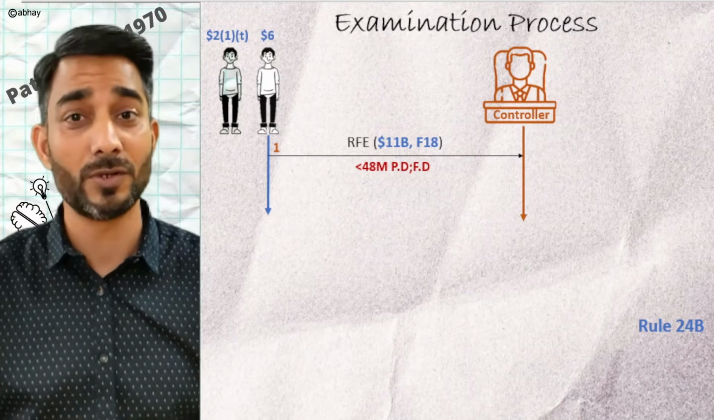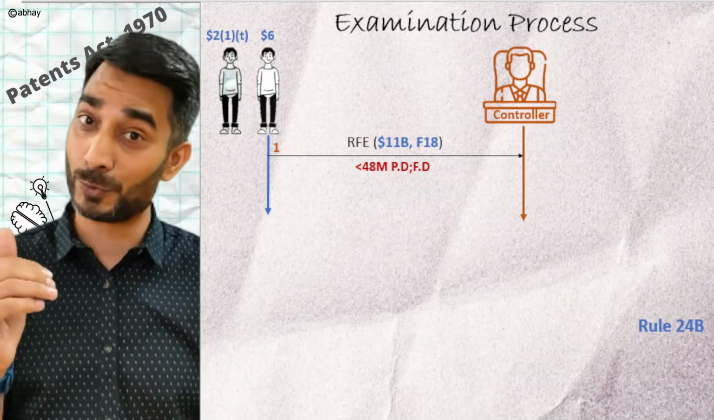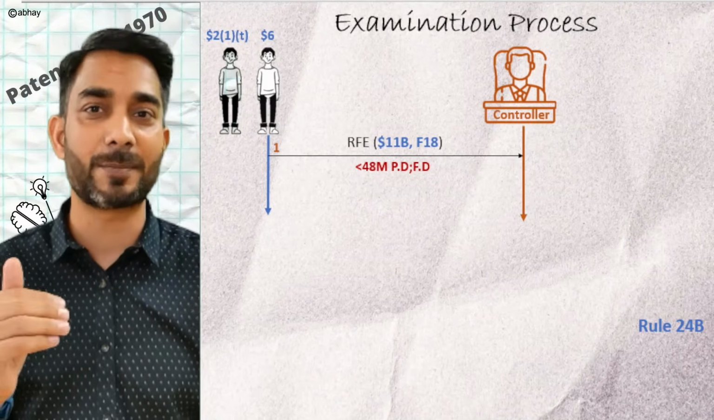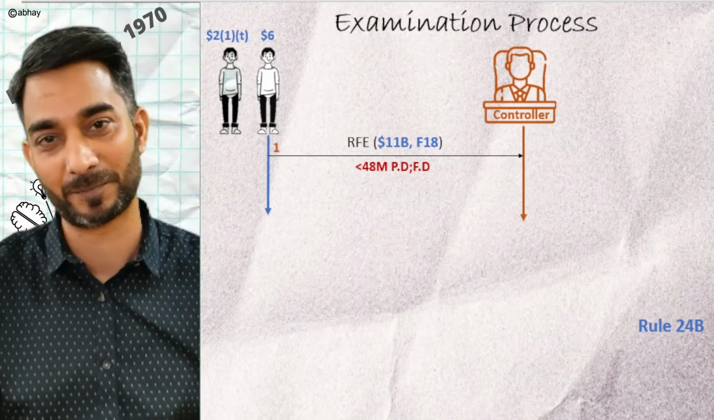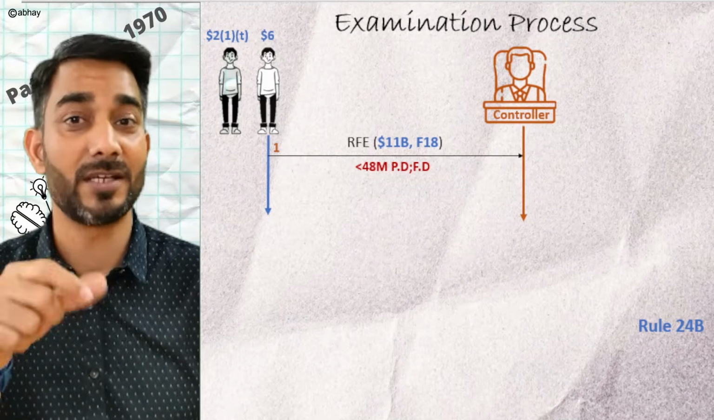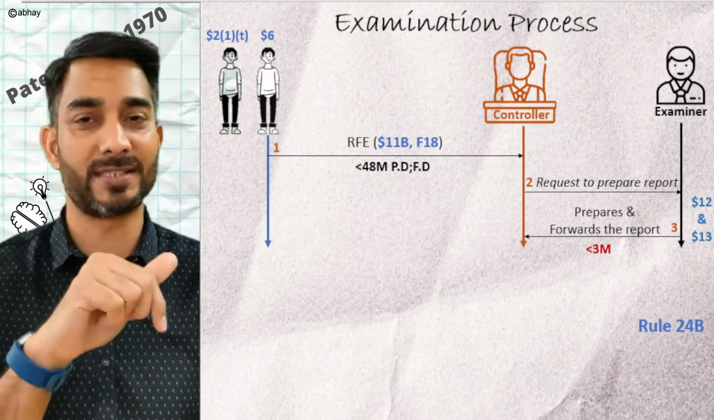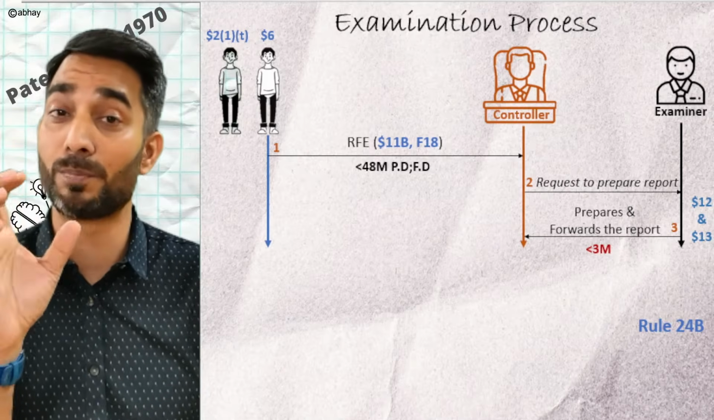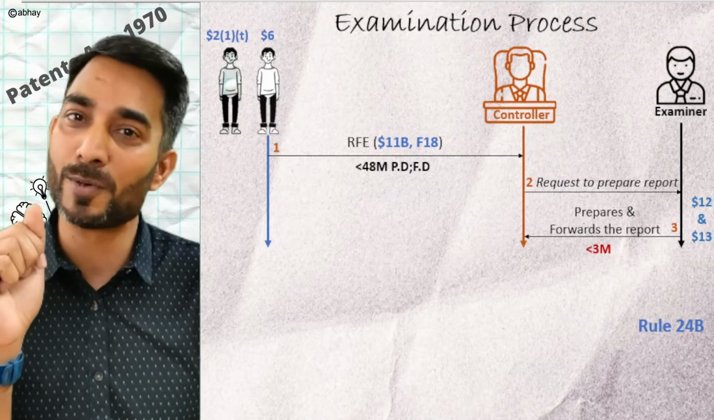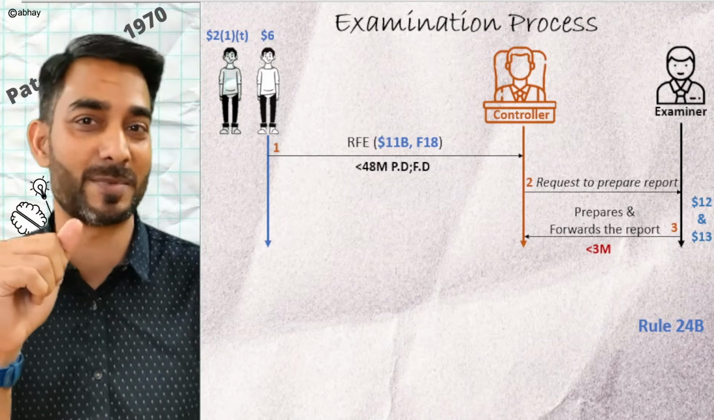In this video, we will visit the desks of the controller and the examiners to observe various procedural steps and the associated timelines as our application goes through the examination process. Let's get started. As the controller receives RFE and the application is already published, the controller refers the application to an examiner and requests the examiner to prepare a report under section 12 and 13. To know more about the examination process under section 12 and 13, let's move over to the examiner's desk.